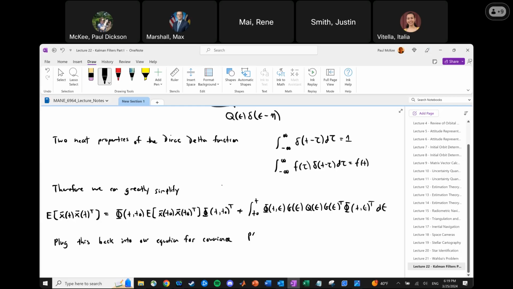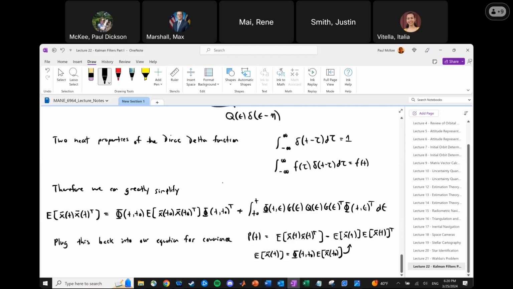Remember that covariance P of t is the expected value of x of t, x of t transpose, minus the expected value of x of t times the expected value of x of t transpose. Okay, so now we have the first term. Now the second term is, remember this, the expected value of x of t is equal to phi of t and t naught times the expected value of x of t naught. So we're going to be plugging in these two terms for the first thing and then this term for the second thing. This is going to get busy again in a hurry, but then fortunately things are going to simplify one more time.